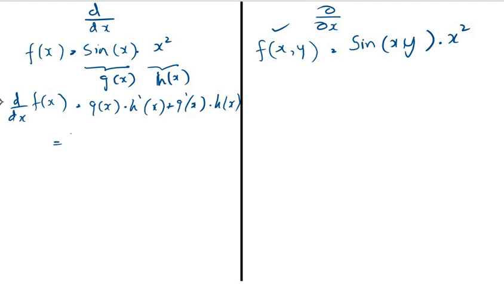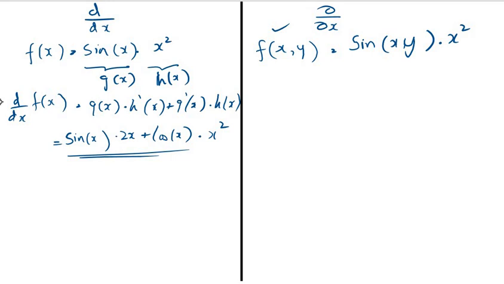So let's do this now. g(x) would be sine x, and the differentiation of x squared, which is h(x), would be 2x. Plus, then we differentiate sine x. Differentiation of sine x would be cos x, and then we multiply it by x squared, which is h(x). So that would be the answer of this differentiation of a single variable function.